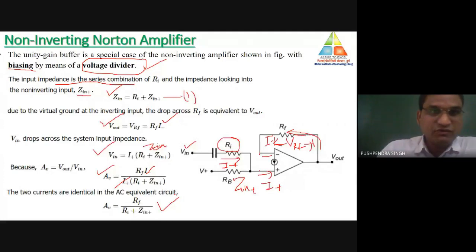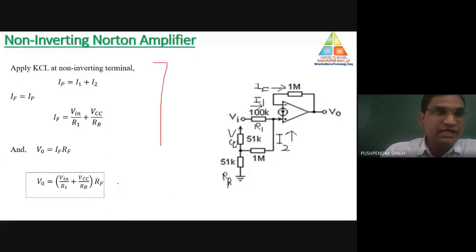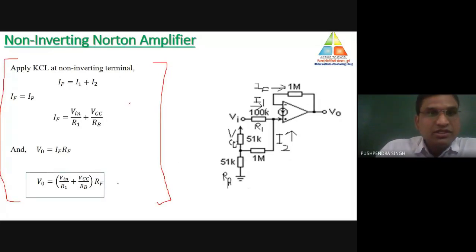And one more calculation for the output voltage of Norton's amplifier. Here the value of current is IP, the positive terminal current. So IP is equal to what? This current is I1, this terminal current is I2. So IP is equal to I1 plus I2. What is IF? Feedback current is nothing but this IP current, because the same IP current is flowing across the feedback terminal. So IF is equal to IP, which is I1 plus I2.